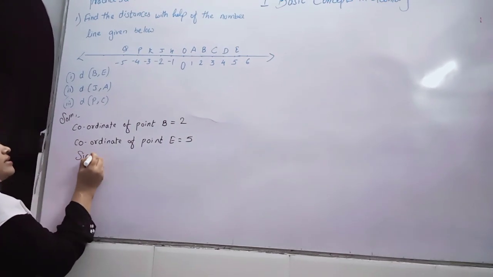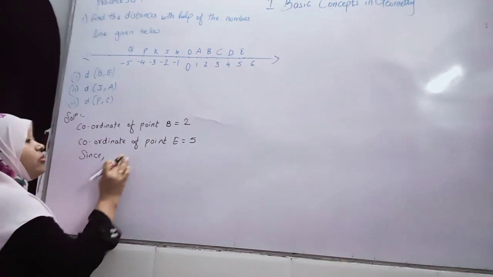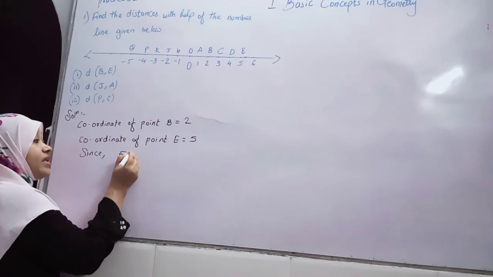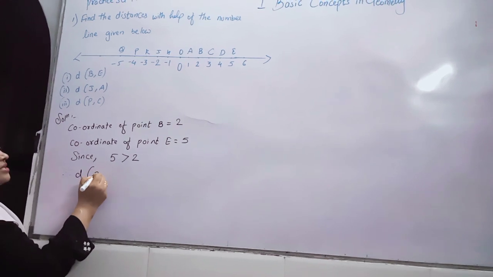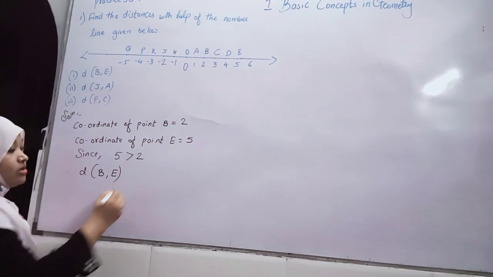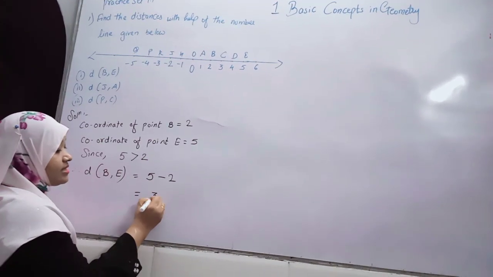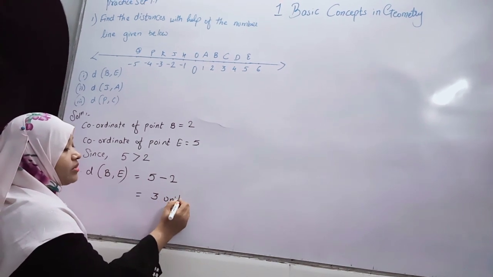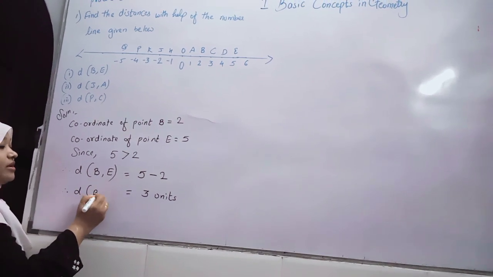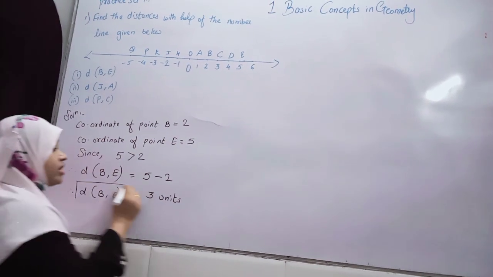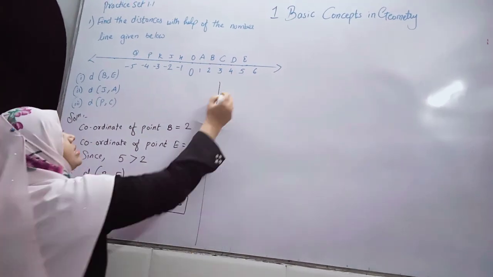Next, who is bigger than whom? 5 is bigger than 2. So to find the distance of B and E, we write 5 minus 2, so we get the answer 3. Write 3 units. Therefore the distance between B and E is 3 units. Okay students?